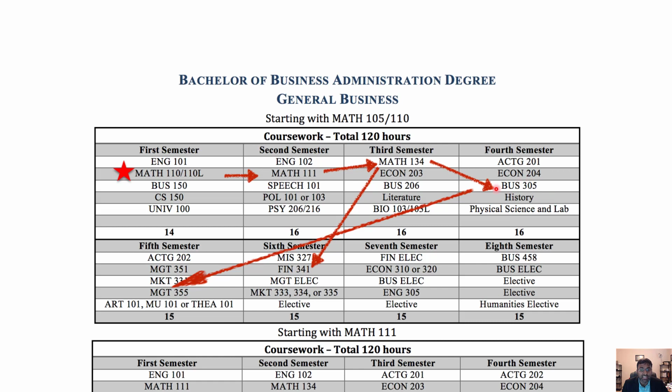Also, not taking Business 305 early enough will delay your graduation because you have to take Management 355 later, and it will also reduce the number of options you have for a major. So it is very important that you take Business 305, Finance 341, and Management 355 very early in your college career.